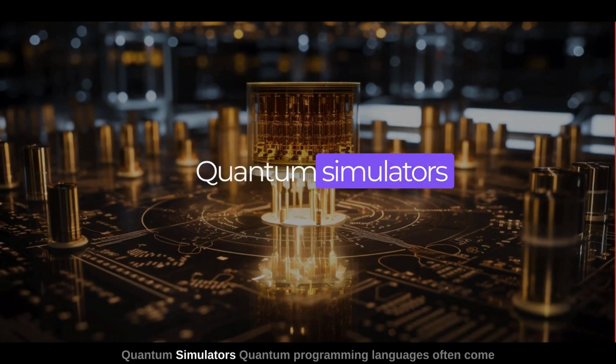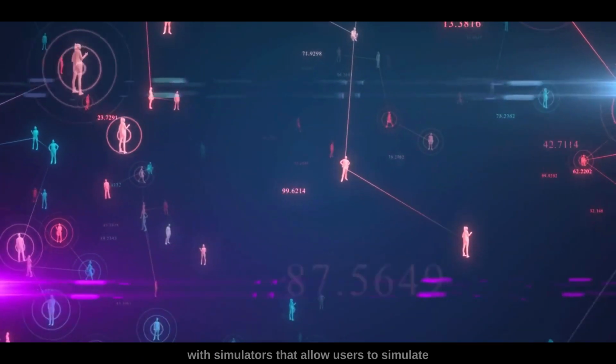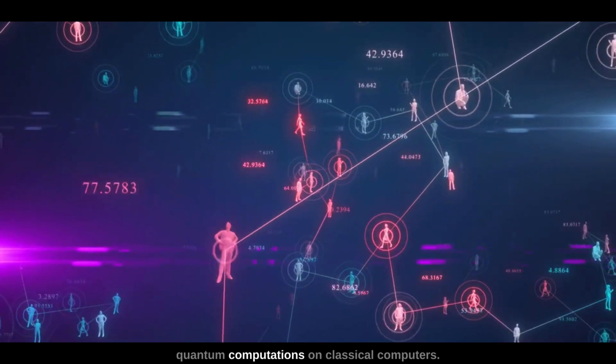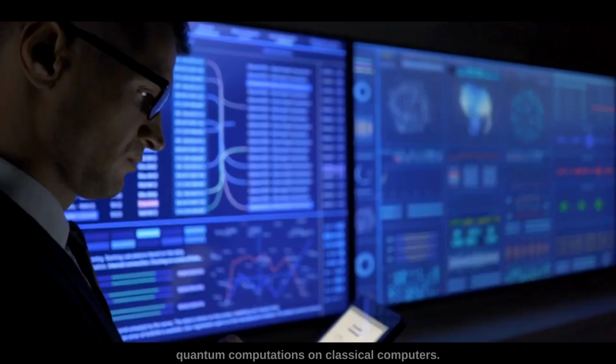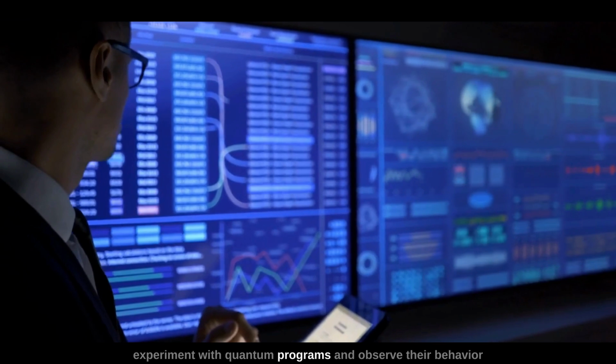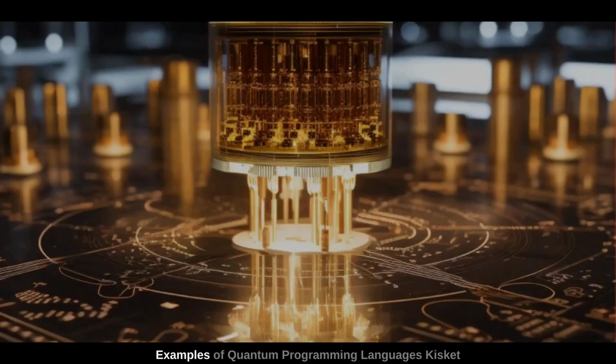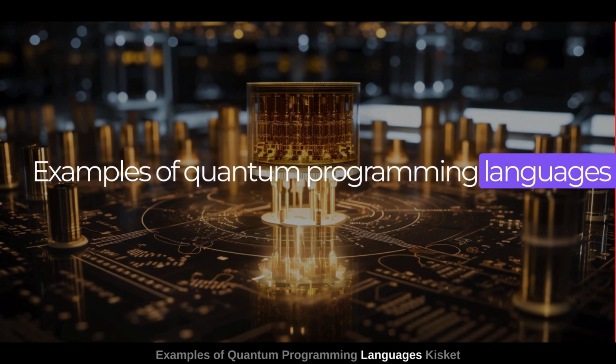Quantum simulators. Quantum programming languages often come with simulators that allow users to simulate quantum computations on classical computers. Simulators are like virtual laboratories where you can experiment with quantum programs and observe their behavior without the need for a physical quantum computer. Examples of quantum programming languages.